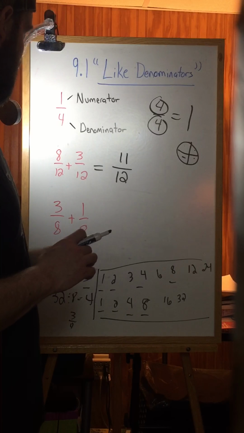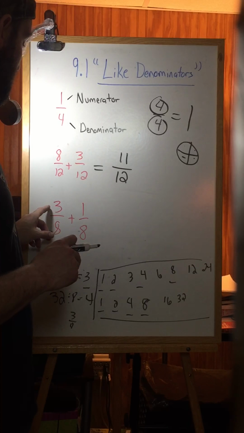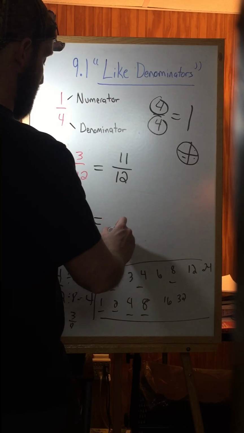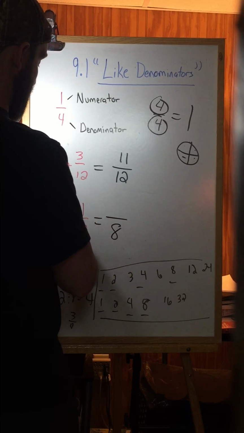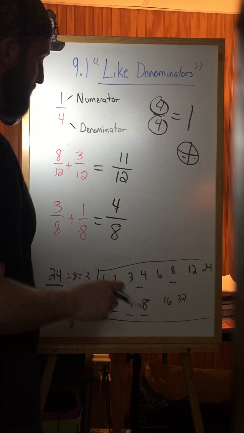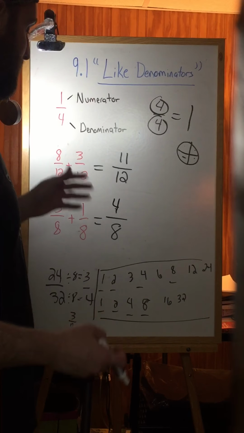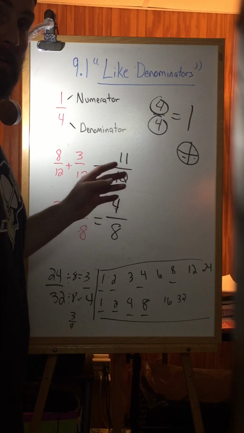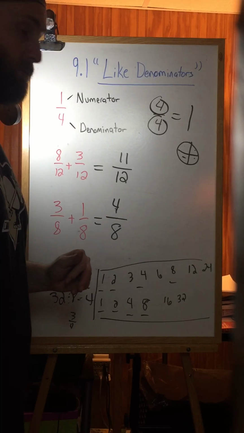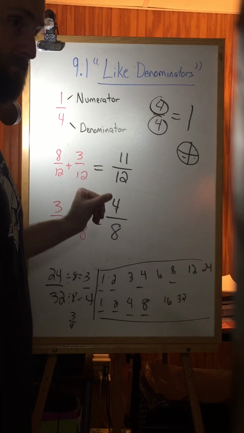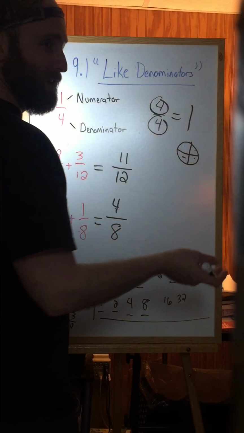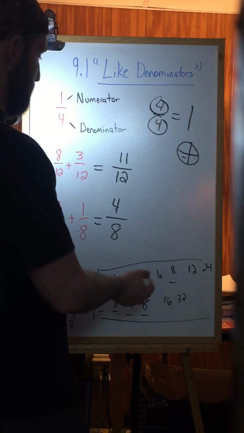Now, let's try the bottom one. We have 3 eighths plus 1 eighth. The denominator stays the same, and we add the top. Now, I've taught you in the past that you have to put the fraction in its smallest form. In this case, it's the same. 11 twelfths is the smallest, because to figure out your simplest form, you've got to do multiples.